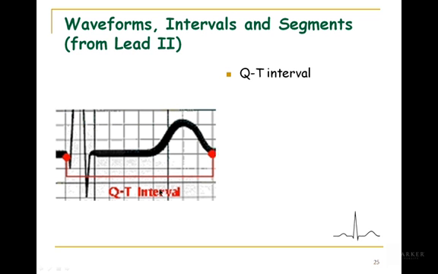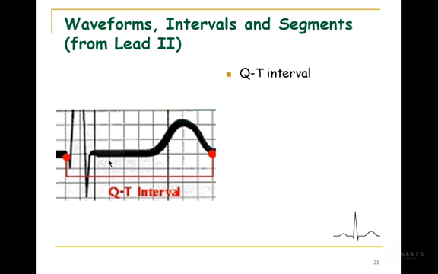So the QT interval, why they call it an interval, is it includes a waveform and a segment. That's why they use the term interval. The timing of the QT interval will depend upon your heart rate. Okay, so it's variable. Certain conditions, though, can lengthen or shorten the QT interval more than would be associated with changes in heart rate.